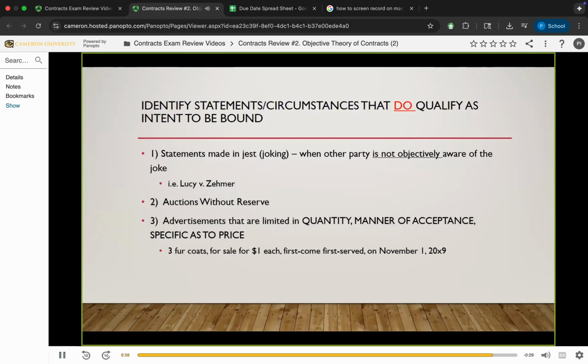The first 3 people that come in and want to buy a coat, we have to sell the coats to them for $1 each. If person number 1 walks in the store and for some reason we don't like them and we don't want to sell it to them, we generally don't have the option to refuse to sell because the advertisement was an offer. And when they walked in the store and picked up the fur coat, that was the acceptance.